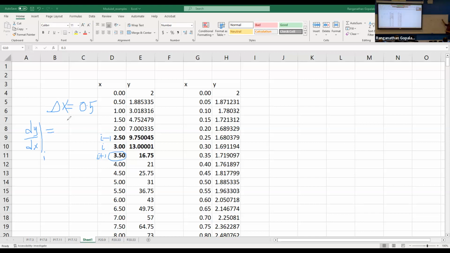Suppose the function has a value yi here, and it has a value yi plus 1 and yi minus 1. That's what this 9.75, 16.75 and 13.00 are. Do we all agree that these 6 values are known to us? Using that, we want to construct an approximation for the slope at this point. We want to know what is dy by dx at i. This is our goal.